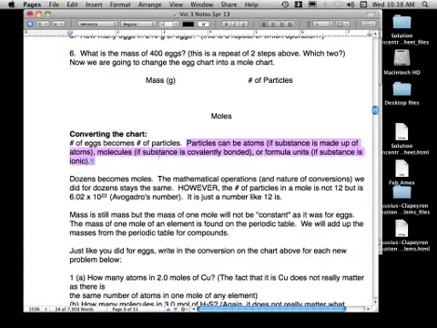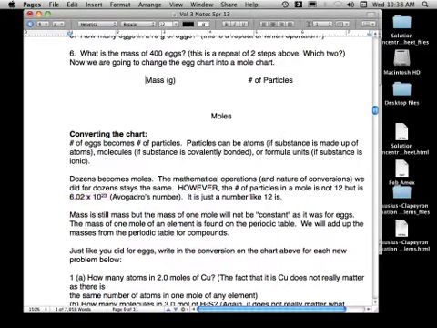So eggs becomes particles. Dozens becomes moles. Okay. The mathematical operations and everything is going to be the same, but instead of 12, we're going to use Avogadro's number, which is this scientific notation number here. 6.02 times 10 to the 23rd. Of course, mass is still mass, but the mass of 1 mole will not be constant as it was for eggs. It's going to be from the periodic table.